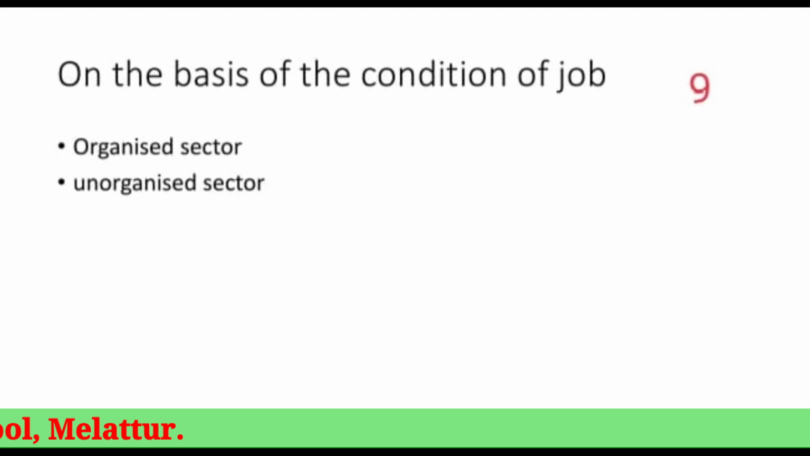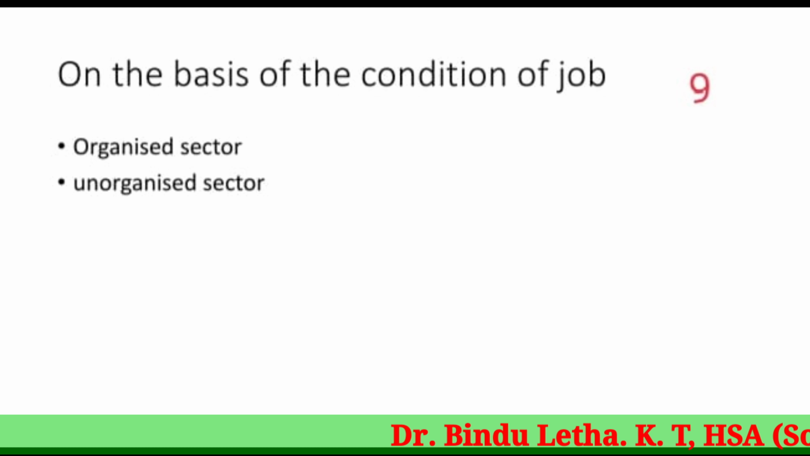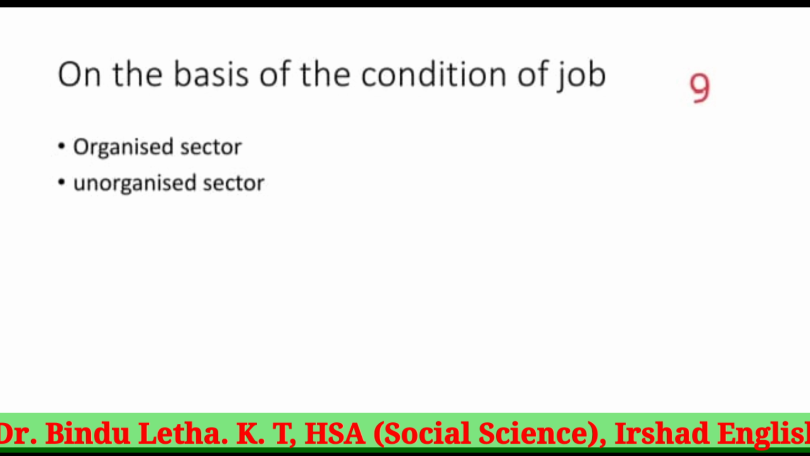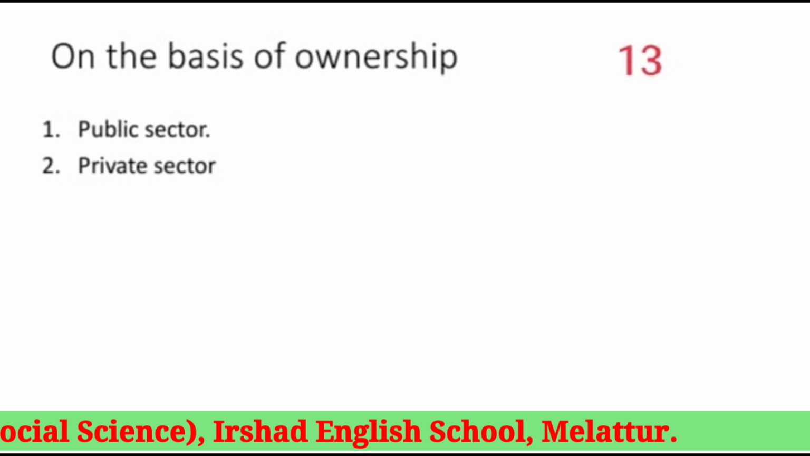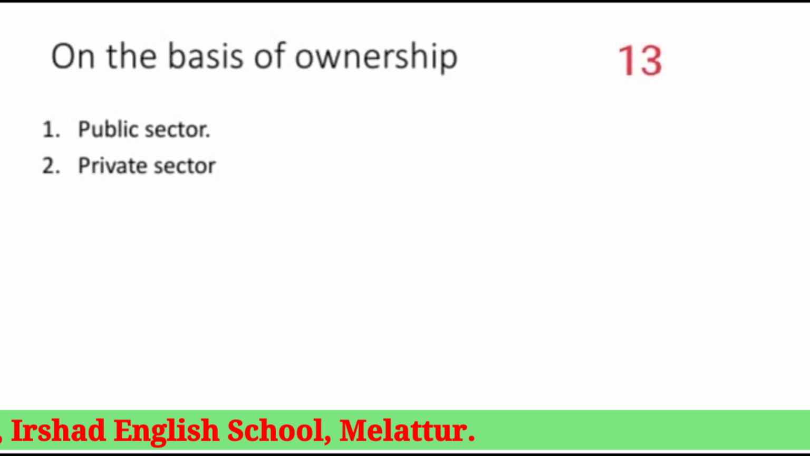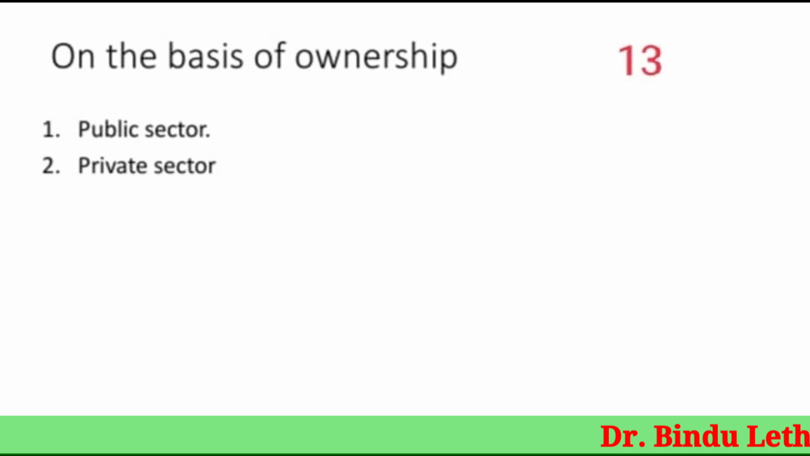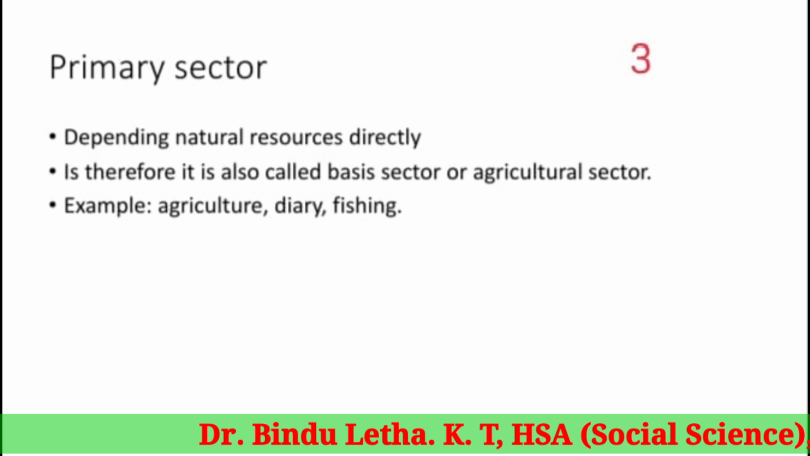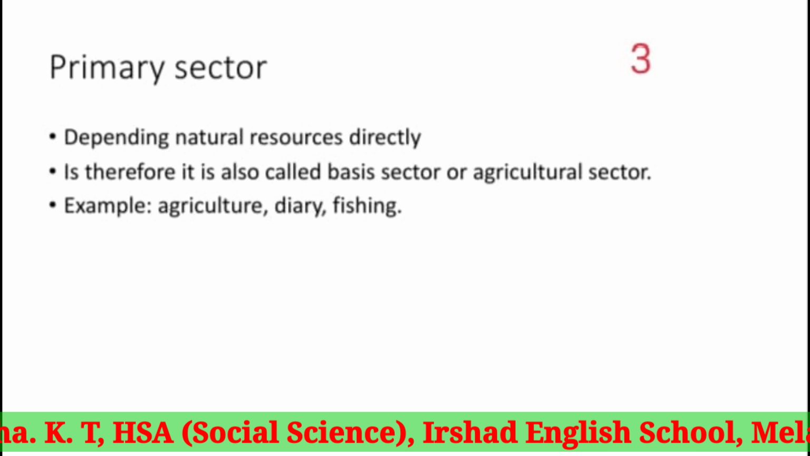Likewise, on the basis of the conditions of job, the sectors can be divided into two: organized sector and unorganized sector. On the basis of ownership of job institutions, we can divide the sectors into two: the public sector and private sector. We have to learn each of them in a detailed manner. First of all, we are going to discuss the primary sector.